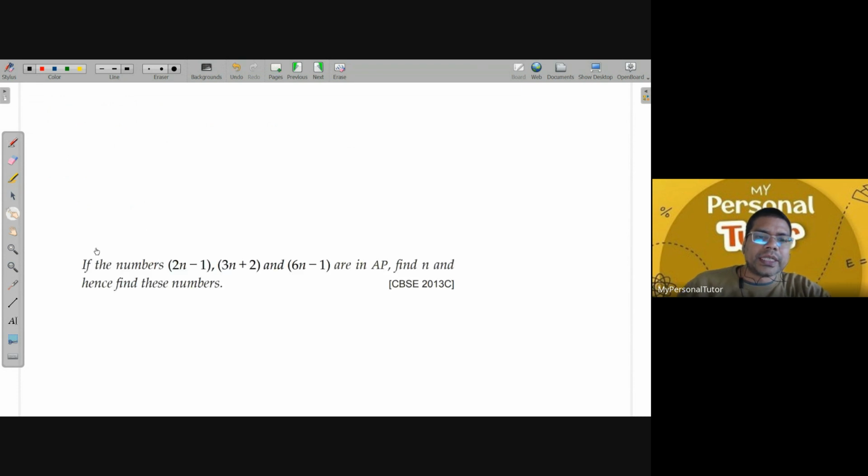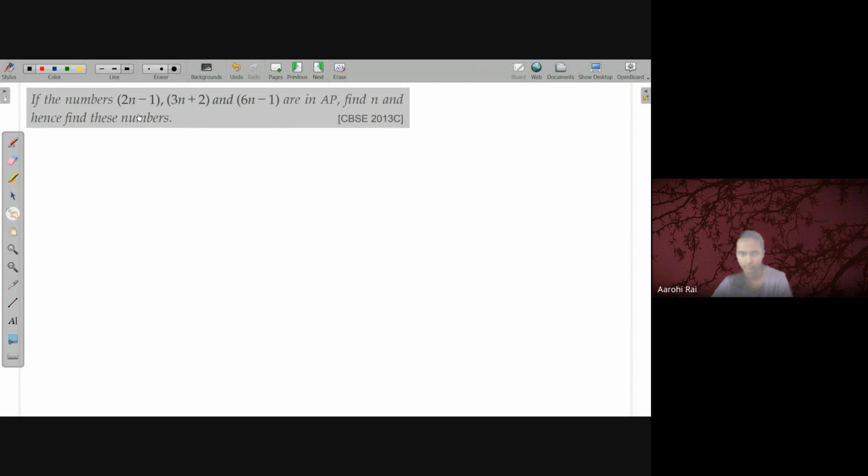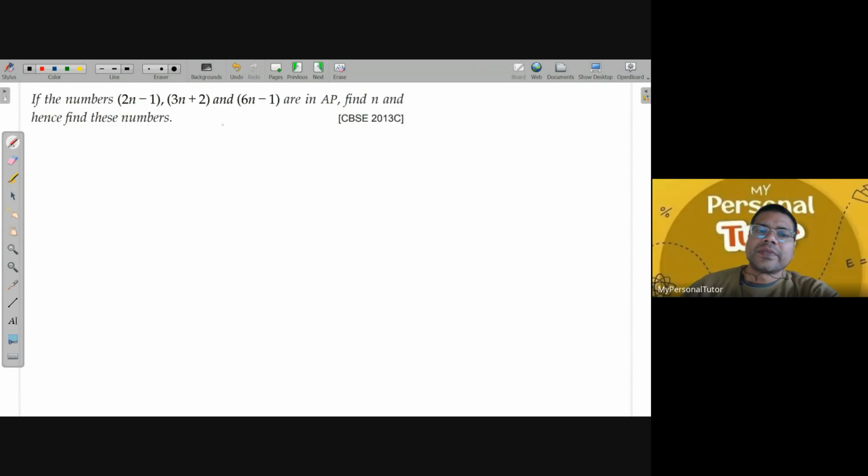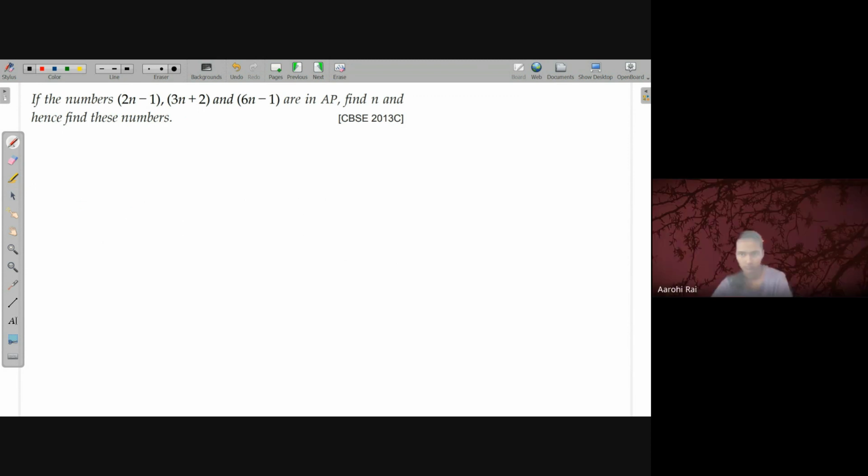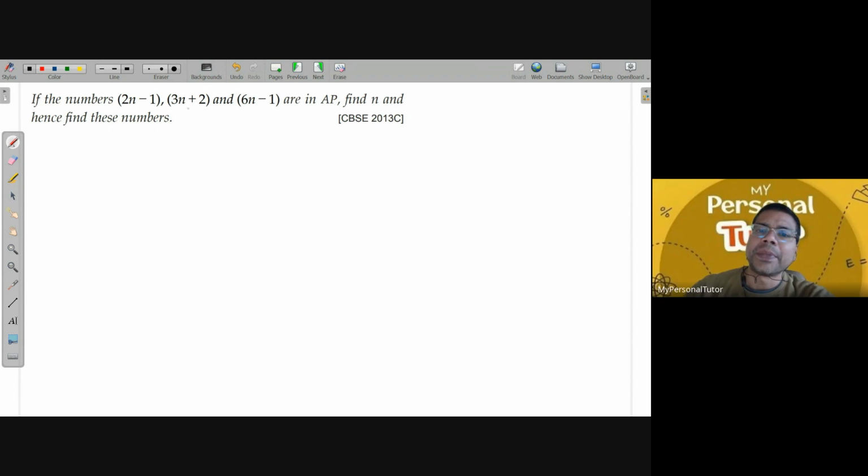This question, right, Arohi? Yes, sir. All right. See, there are various ways to do this question. One of the ways is like this. Suppose this is the first number, that is 2n minus 1. Second number is 3n plus 2. And the third number is 6n minus 1. And they are telling us it is in AP, right? The question says that these three numbers are in AP, right, Arohi?